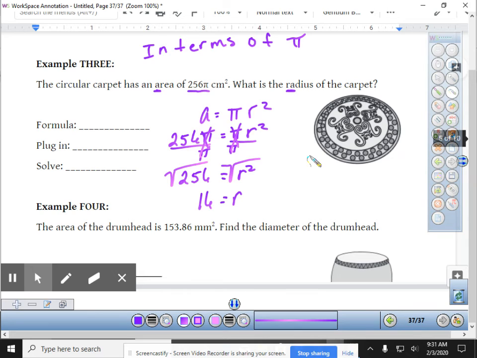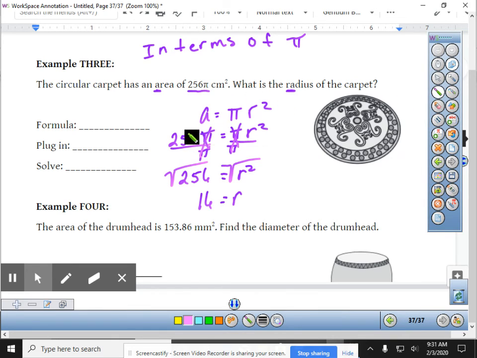What does it mean by plug in? Look, right here, this is what plug in means. I plugged in the information they gave me into the formula.